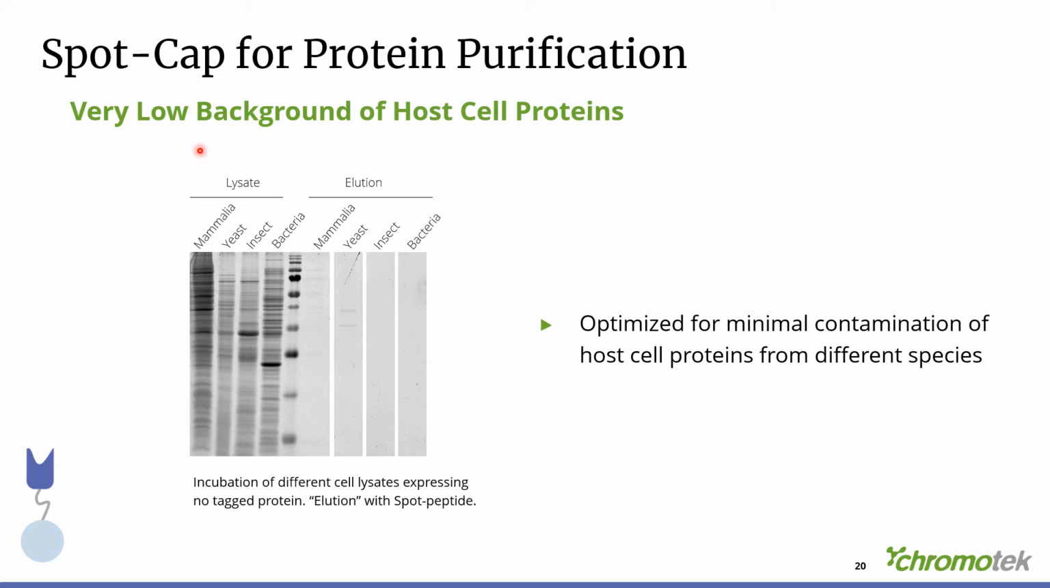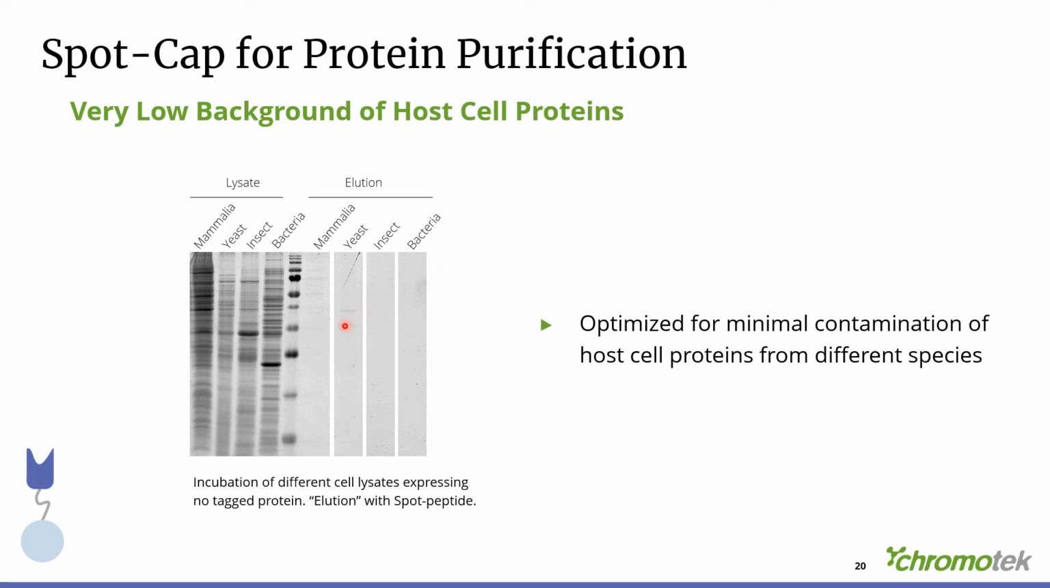Now, the background has also been investigated using different host cell types. So we've looked into the background of mammalian, yeast, insect, and bacteria cells. What you can see here is the incubation of different cell lysate expressing no-tag protein applied to the spot cap, and you can see the lysate on the left, and here on the right you can see the eluted fractions, and you can see hardly any background.